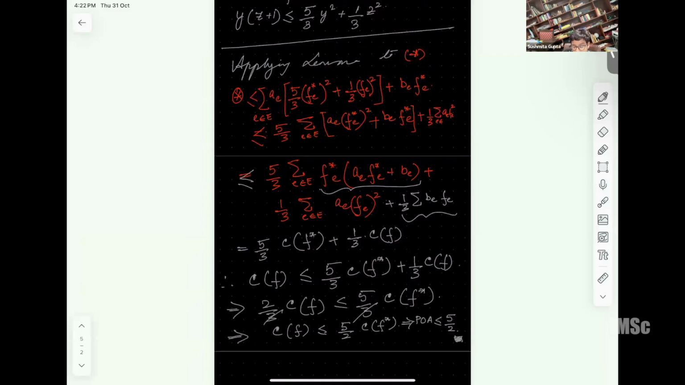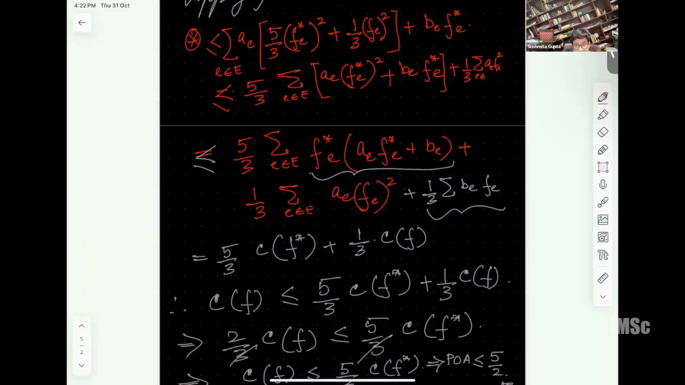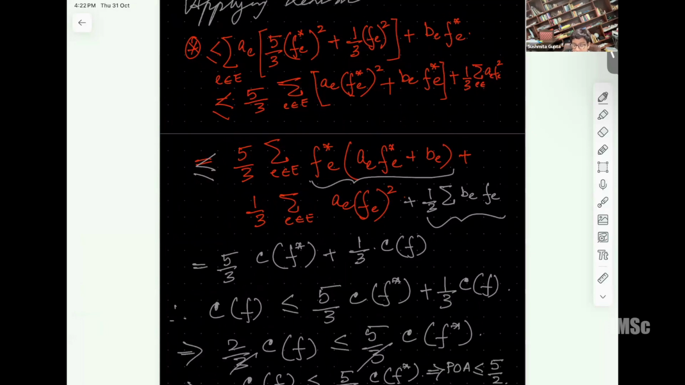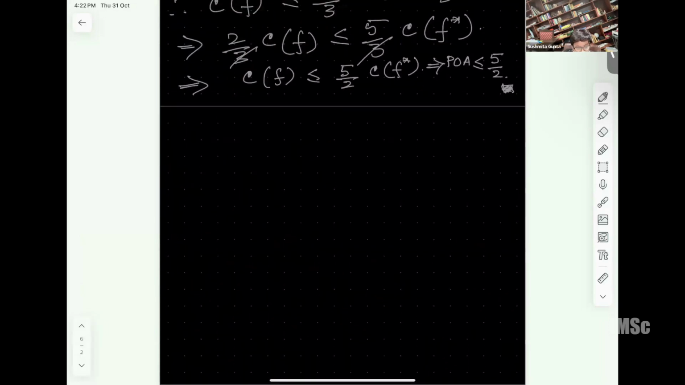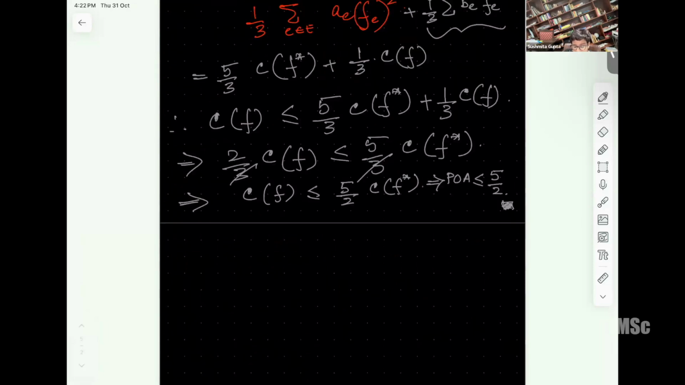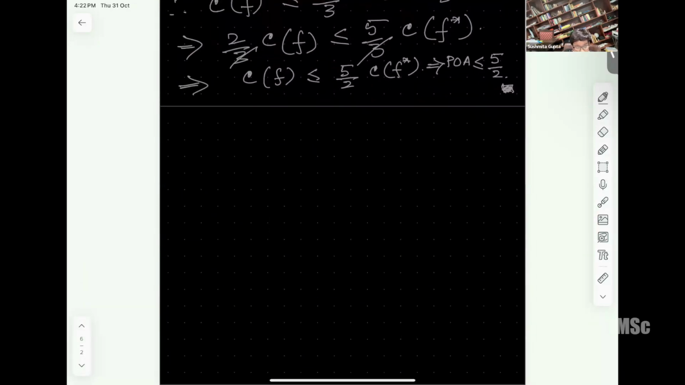So do you have any questions about this analysis? Yeah. So this is the type of analysis we have now seen, like 3 proofs, right? The first one, second, and then this hybrid kind of thing.